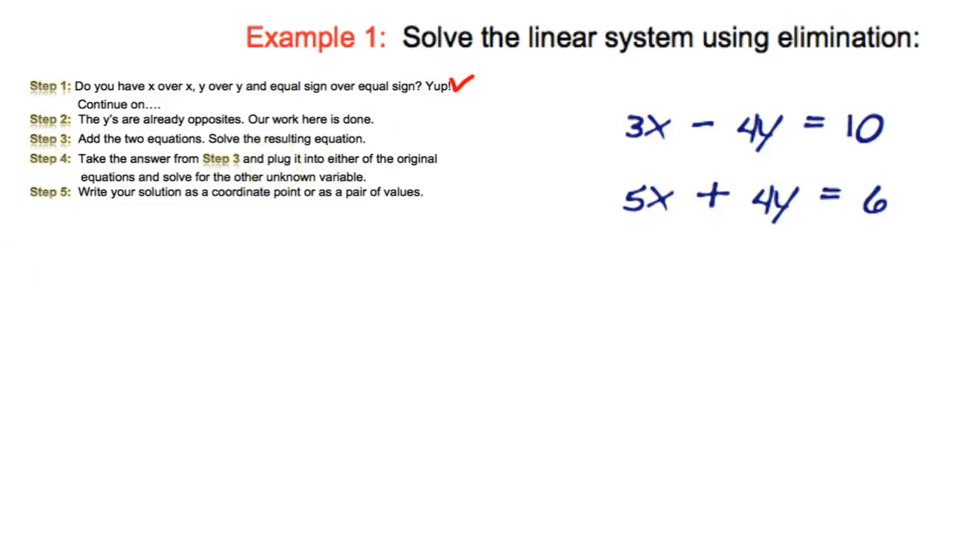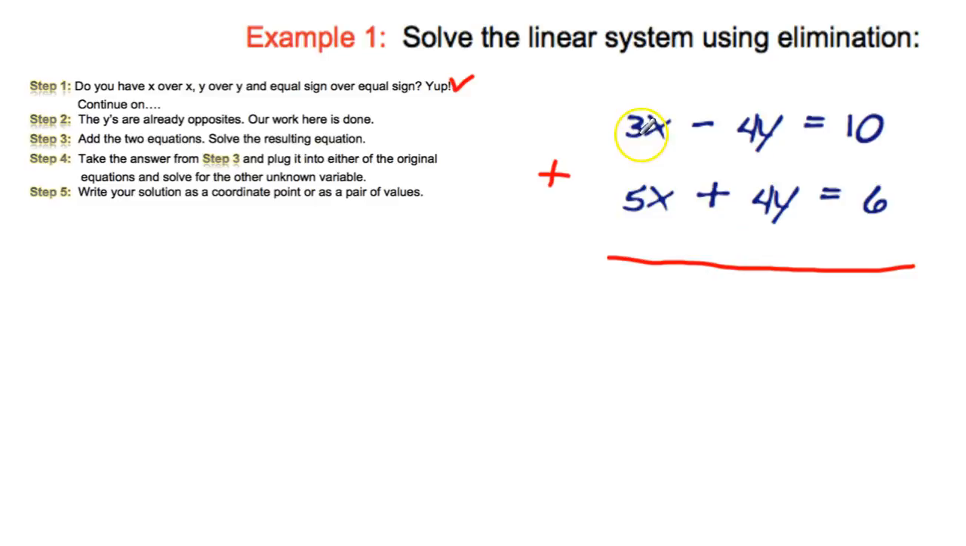All right, step number 2. The y's are opposites. Our work here is done. So this is when we want to make things cancel. So these y's, they're opposite. They're going to cancel out. Right? This is negative 4y, that's positive 4y. They will cancel. So what we do, and I don't know if you knew that you could do this, I'm just going to add these two equations together. Put a big plus sign over here and just add.